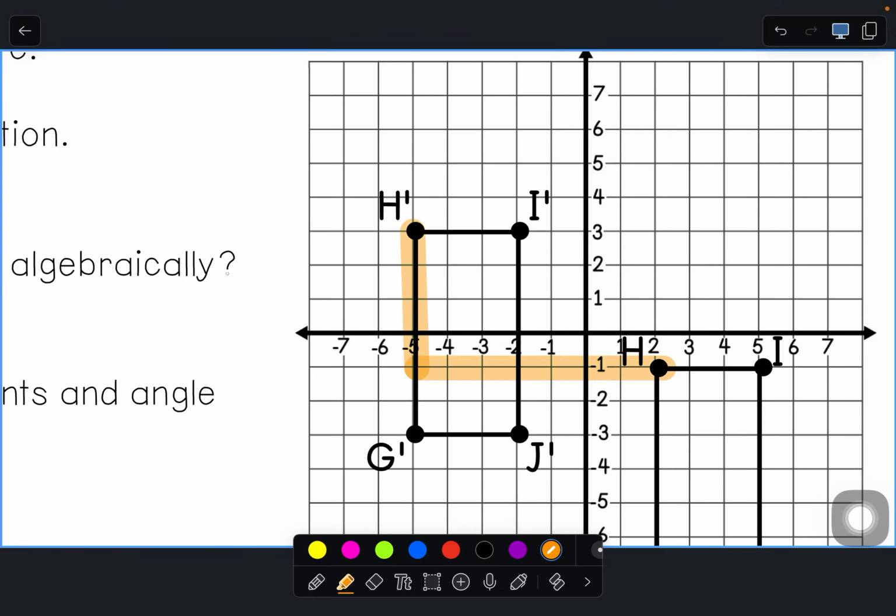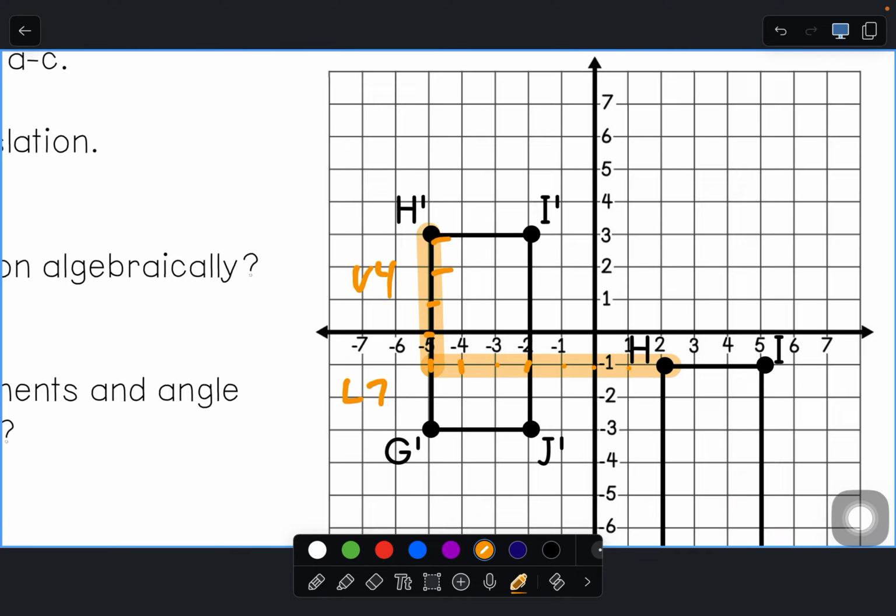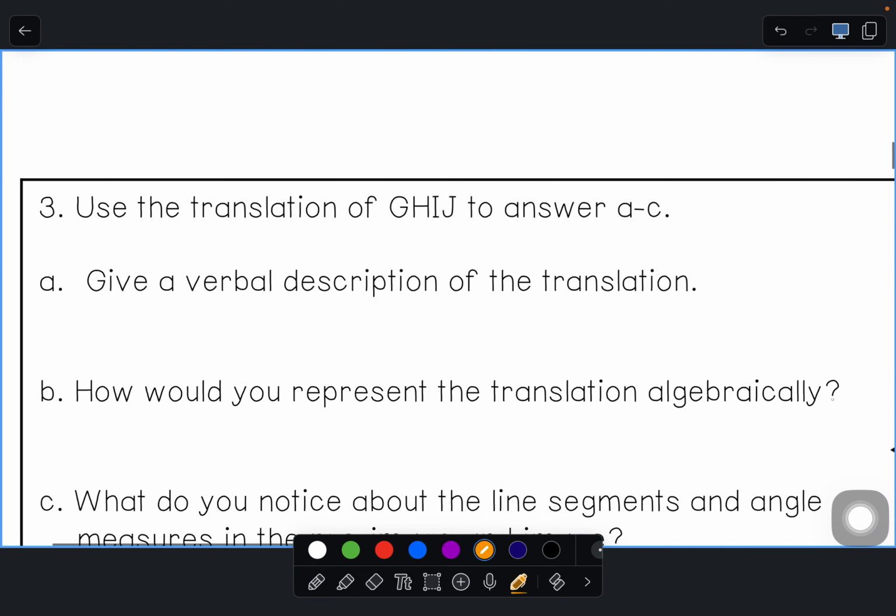So how far did it move left, and how far did it move up? That is what I'm trying to determine, okay? So I got 1, 2, 3, 4, 5, 6, 7 left. Okay, so left 7. And then I got up 1, 2, 3, 4, up 4. Okay, so my verbal description would be left 7, up 4. How would you represent that translation algebraically?